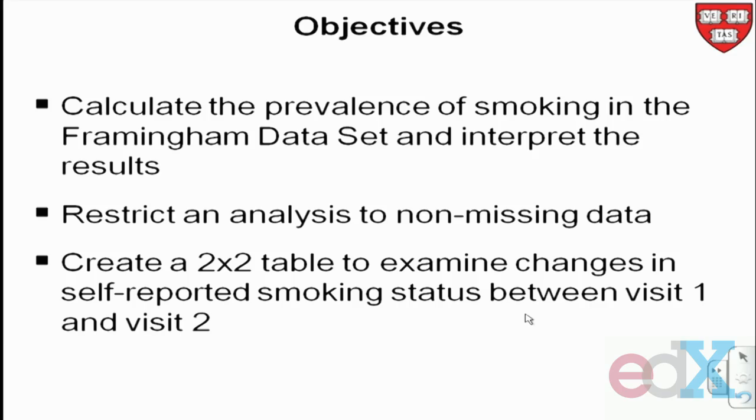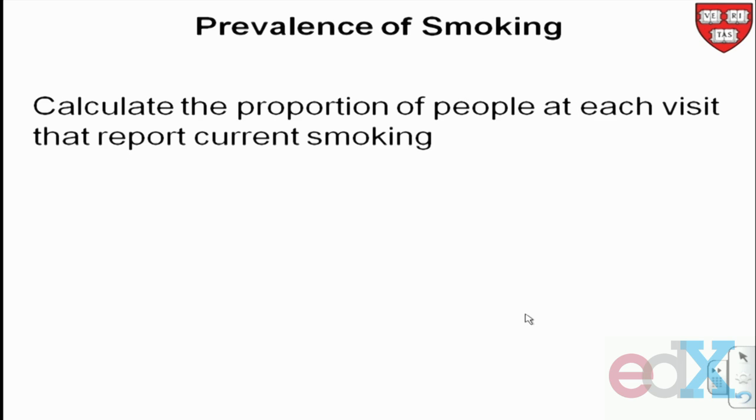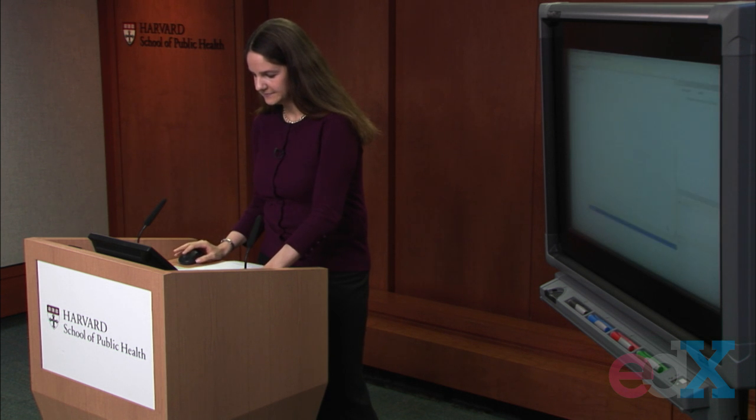Today what I'd like to do is show you how to use Stata to calculate a prevalence. I'm also going to show you how to restrict your analysis to non-missing data. And we're also going to discuss how to calculate a cross-classification of two variables using a 2x2 table. So we're going to do this by calculating the prevalence of smoking in the Framingham dataset. So let's get started. The first thing we want to do is calculate the proportion of people at each visit that report current smoking. So let's go ahead into Stata.